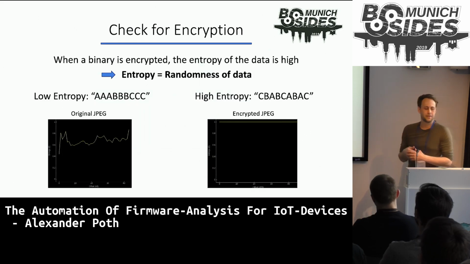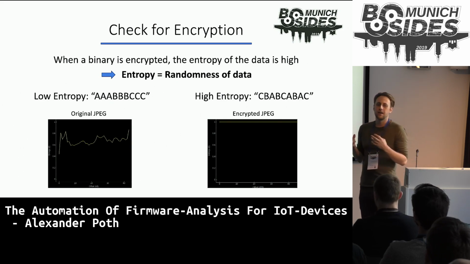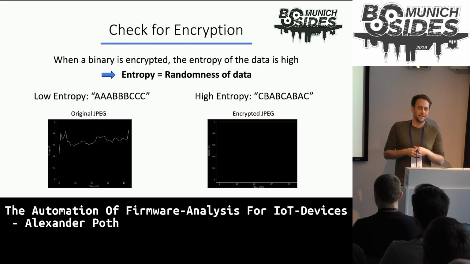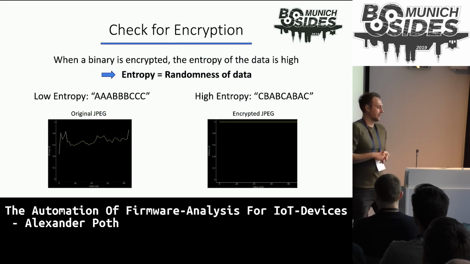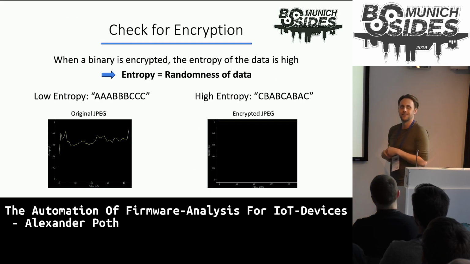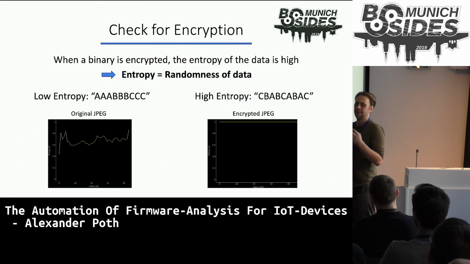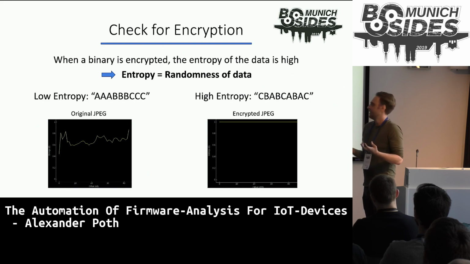So I'd like to start with the check for encryption. What we can say is, when a binary is encrypted, the entropy of the data is high. And in our case, we just say entropy equals the randomness of data, which is not 100% right, but in our case, we just say that. To demonstrate that, I created 2 different strings. The left one is AAA, BBB, CCC, and this string is ordered in some way. So we can say this string has a low entropy. And on the right, we have a string like CBA, BCA, BAC. This string looks like chaos. So we can say in this example, we have a high entropy.